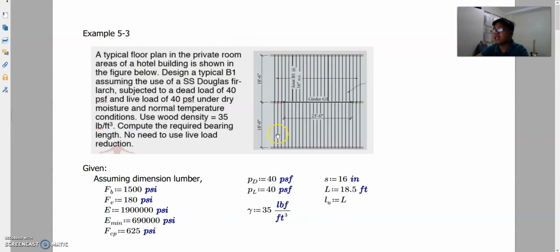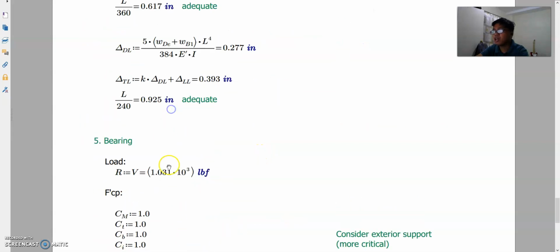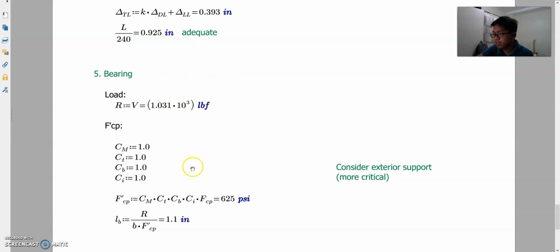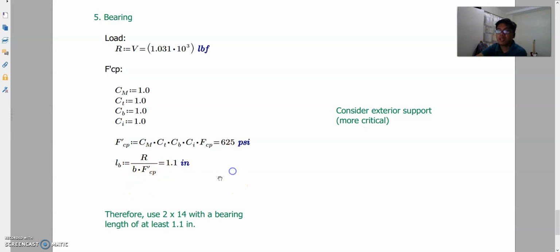And then for the last one, we are just required to compute the bearing length. Okay, so for the bearing length, we use the reaction, and then we compute the adjusted bearing strength, which is 625. And so we compute the bearing length using reaction over the thickness times the adjusted bearing capacity. But I have a note here. I consider the exterior support, which means CB equals 1.